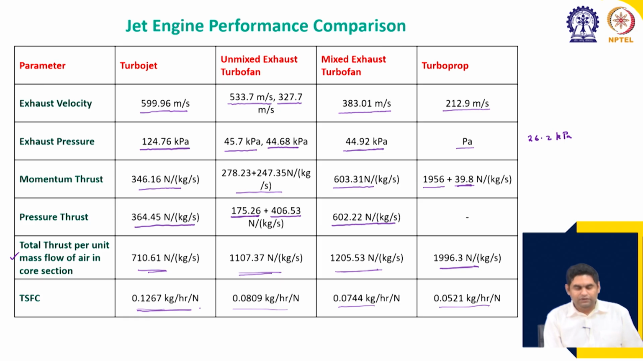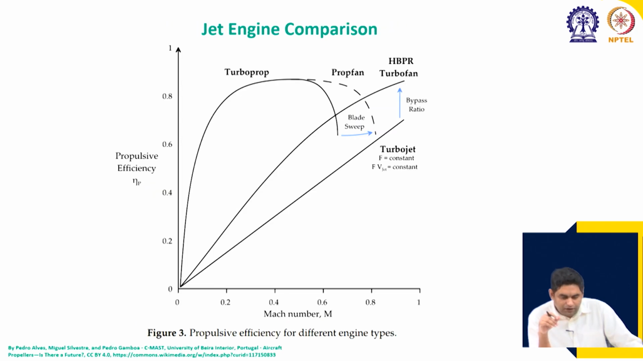It has lower efficiency as compared to the unmixed type, which is next, then the mixed type is slightly better, and then the turboprop, which has very good fuel efficiency or very low thrust specific fuel consumption, more than 2 times lower as compared to that of the turbojet. So, this is the comparison of the numerical values.